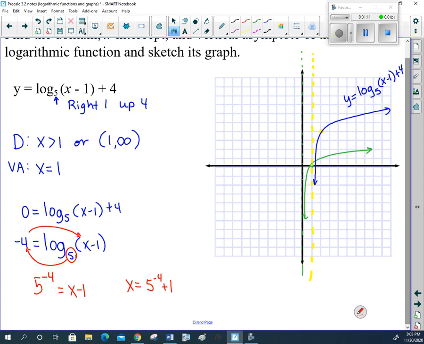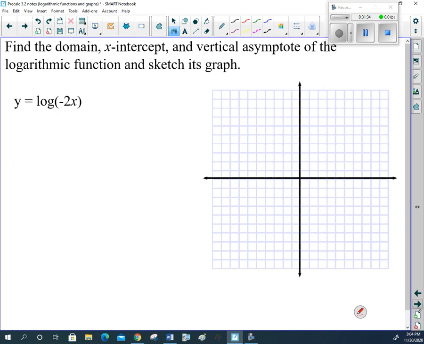And that is about, so the x-intercept is 1.00160. So it's just past my asymptote. So I guess I could have drawn it just a little bit closer there. Okay. Okay, let's try it again.